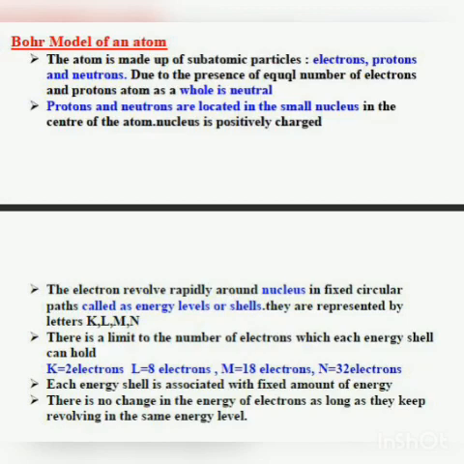Now protons and neutrons are located in the small nucleus in the center of the atom. Students, in the center of the atom, protons and neutrons are located, and that is the nucleus. Now the nucleus is positively charged. The charge on the nucleus is positive. Why? Because neutrons are neutral, they do not have any charge, and protons are positively charged. So the nucleus will have a positive charge.